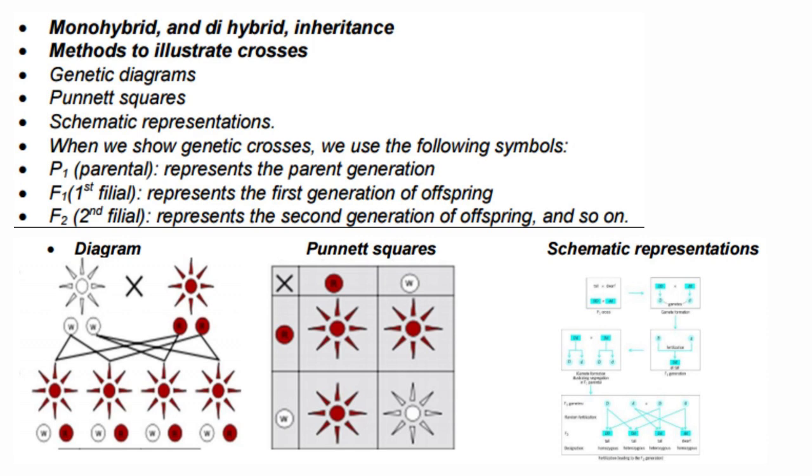P1, parental, represents the parent generation. F1, first filial, represents the first generation of offspring. F2, second filial, represents the second generation of offspring, and so on.